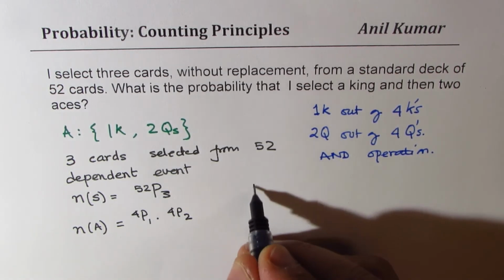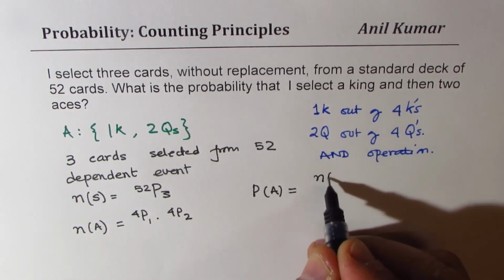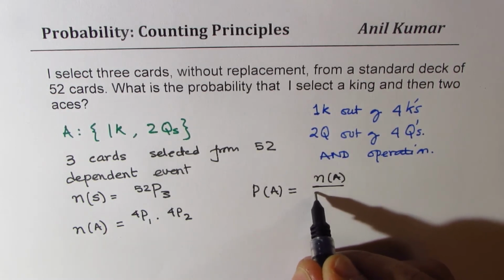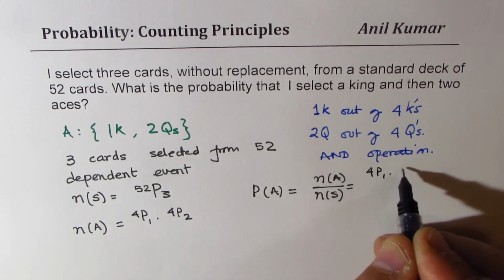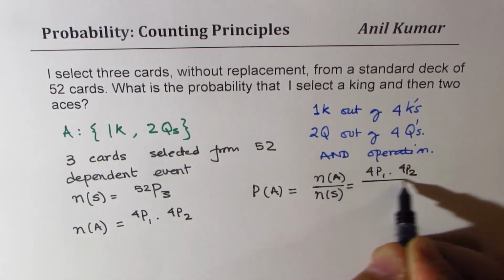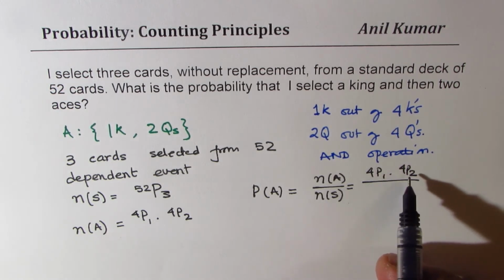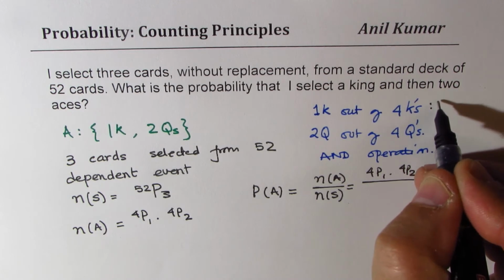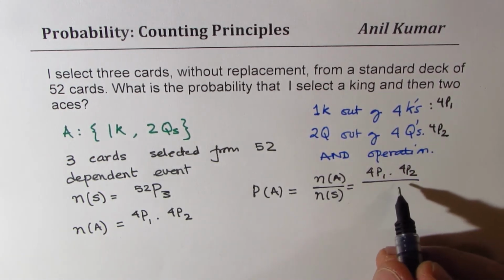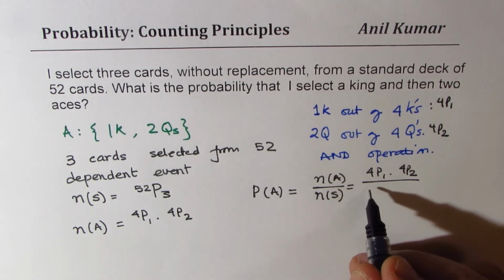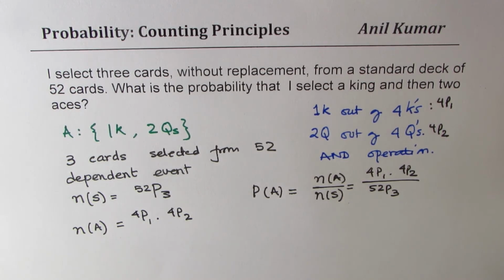So the probability for event A will be the ratio of these 2, n of A divided by n of S, which is 4p1 times 4p2. So that is the number of ways in which we can select kings, and this is the number of ways we can select queens. So that is 4p1 and this is 4p2. Divide by the total number of ways, 3 cards will be selected out of 52. So that becomes the answer, right?